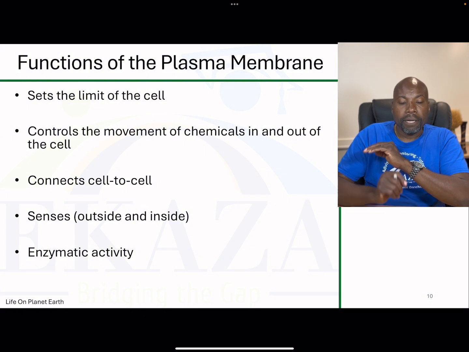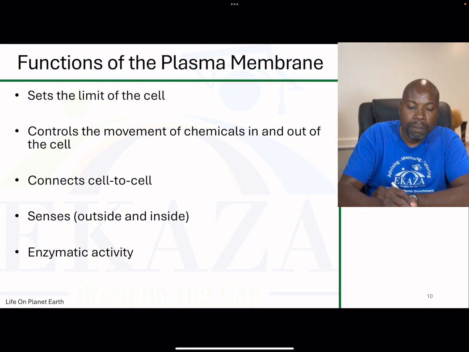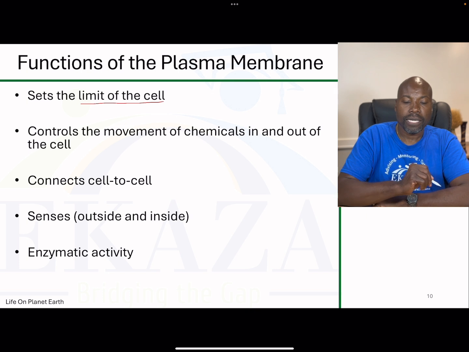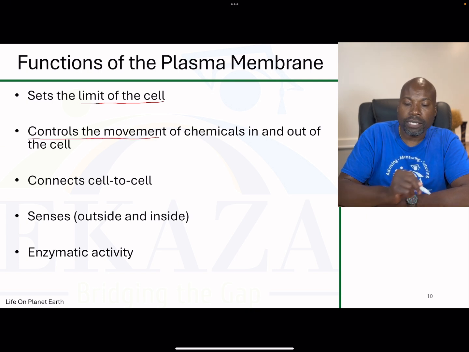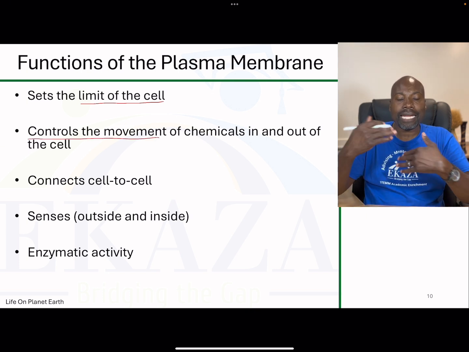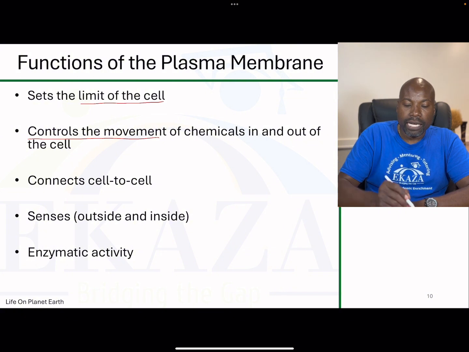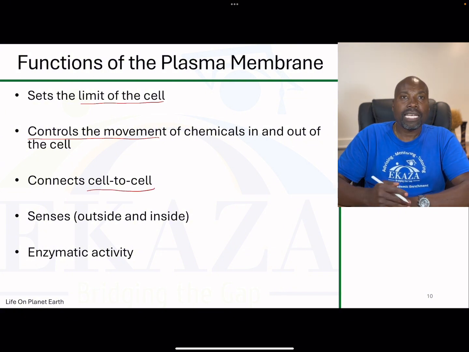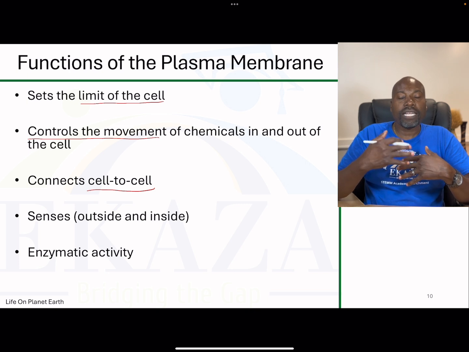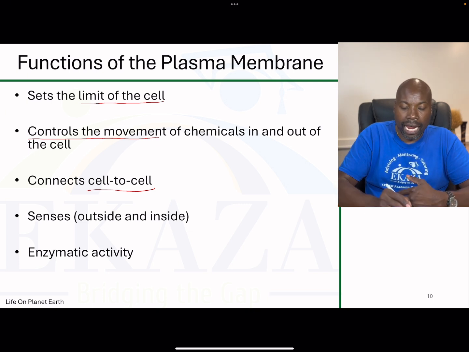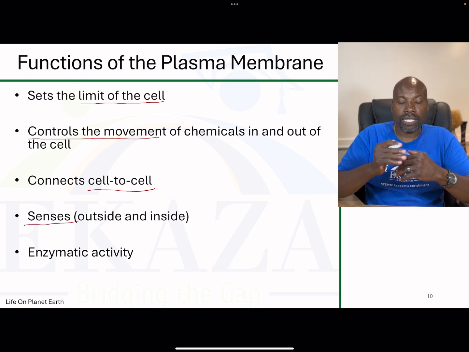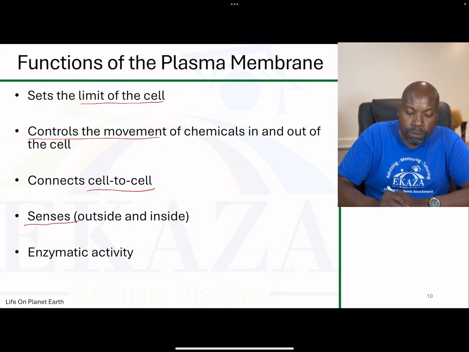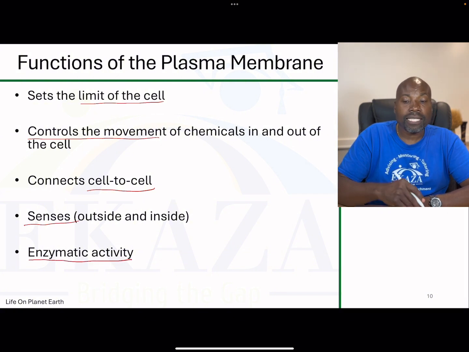Now, the plasma membrane sets the limit of the cell. It controls the movement of chemicals in and out, right? It connects one cell to another cell. It senses what is going on inside and outside, right? It does provide enzymatic activity.